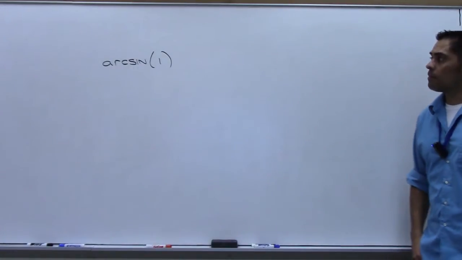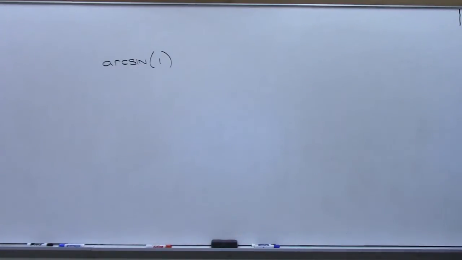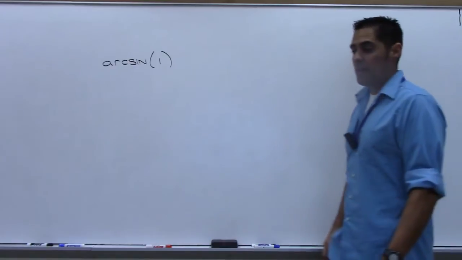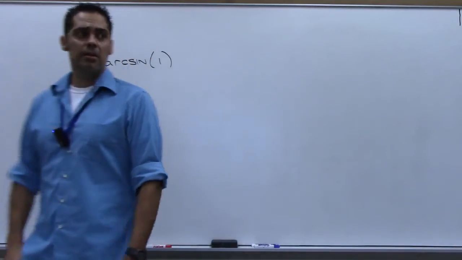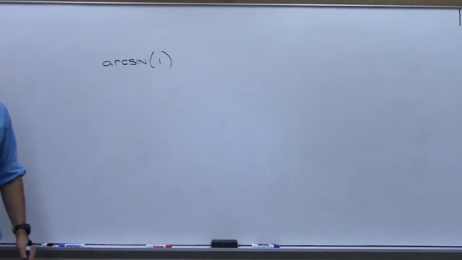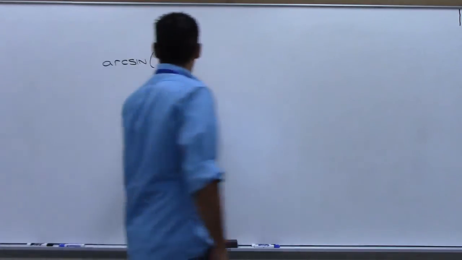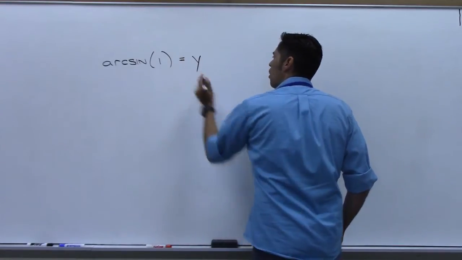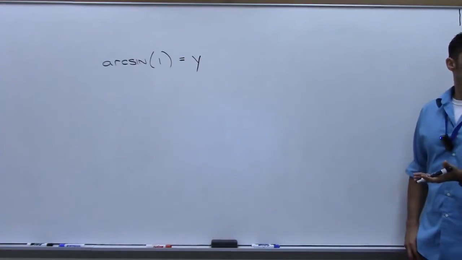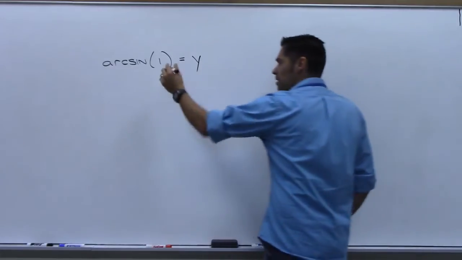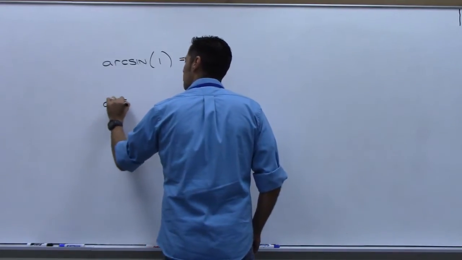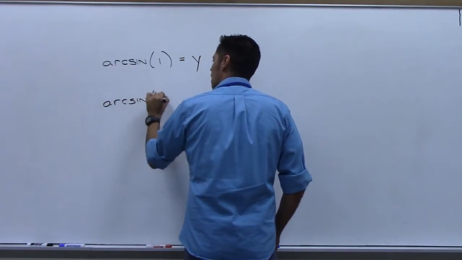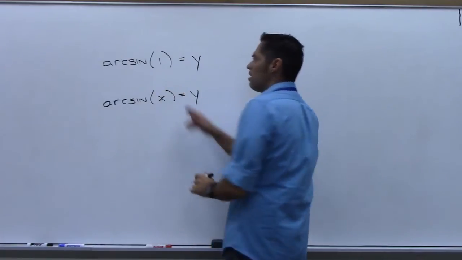Are you looking for the angle whose sine is one? That's right. You're looking for the angle that when you plug that angle into sine, you get 1. So here's another way I could have said this. Let's say that this is equal to something and call it y. So we have written up here something like this: arc sine of x equals y. Here x is 1.